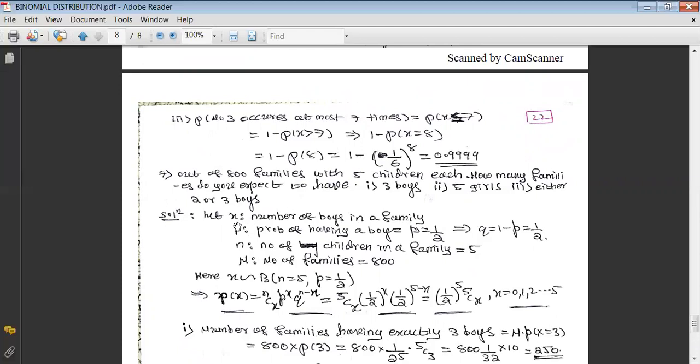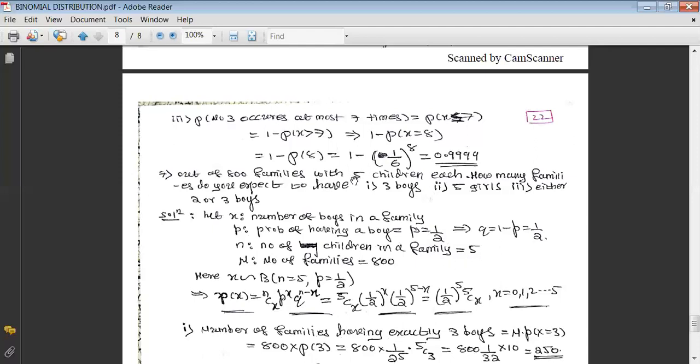That's why let us say we can conclude that having a boy is a success here. Let us take x as the number of boys in the family, and p is the probability of having a boy. For any newborn baby, the probability of having a boy and a girl are equal, and both are equal to 1 by 2. That's why we can conclude p equals 1 by 2. So q is 1 minus p, again 1 by 2, and n is the number of children in a family.